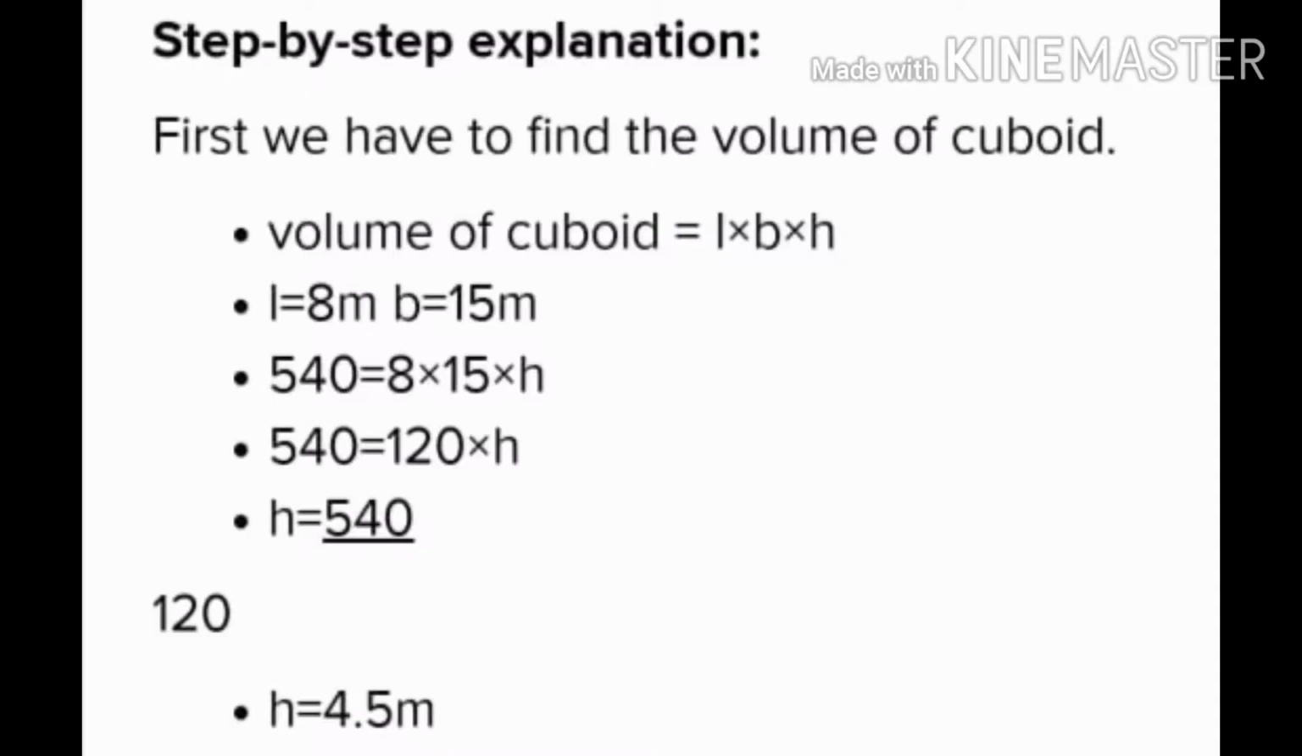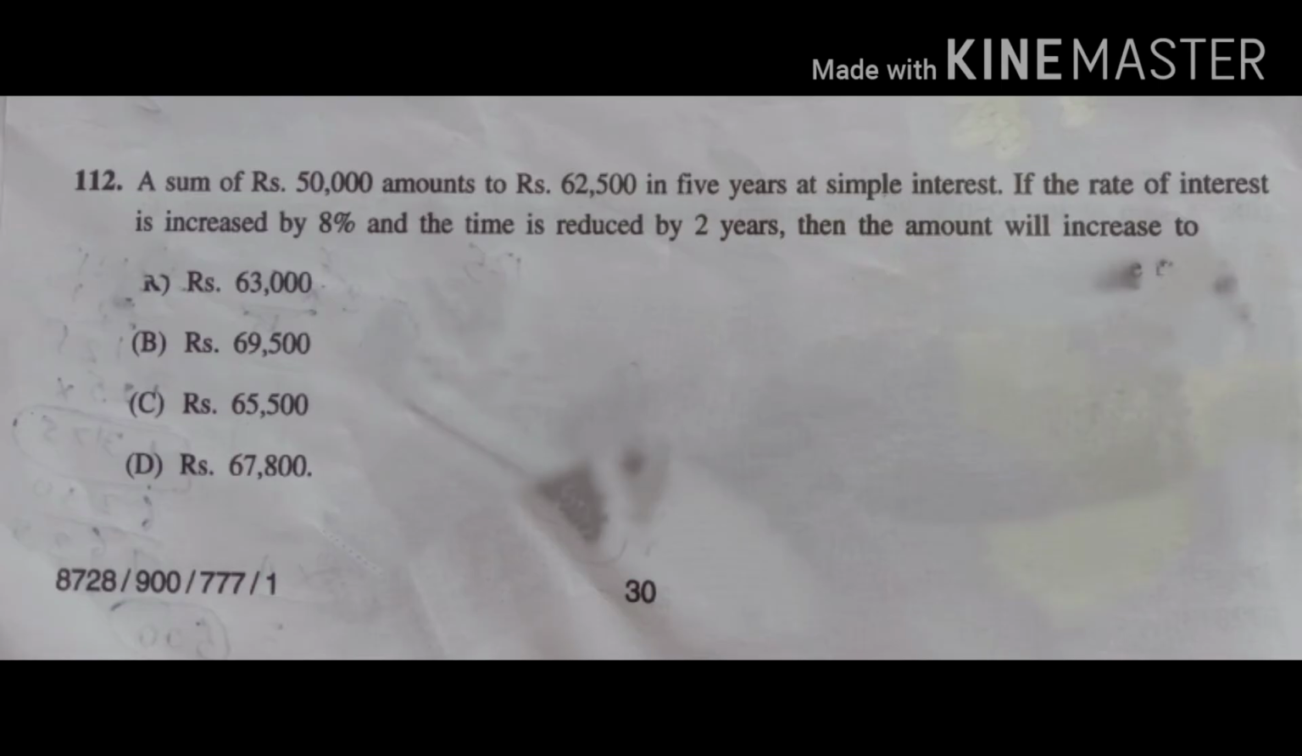So we will calculate. First we have to find the volume of the cuboid. Volume of the cuboid is L into B into H. L is given 8, B is 15. So volume is 540. Then you will find out the H is 4.5 meter. Option A.